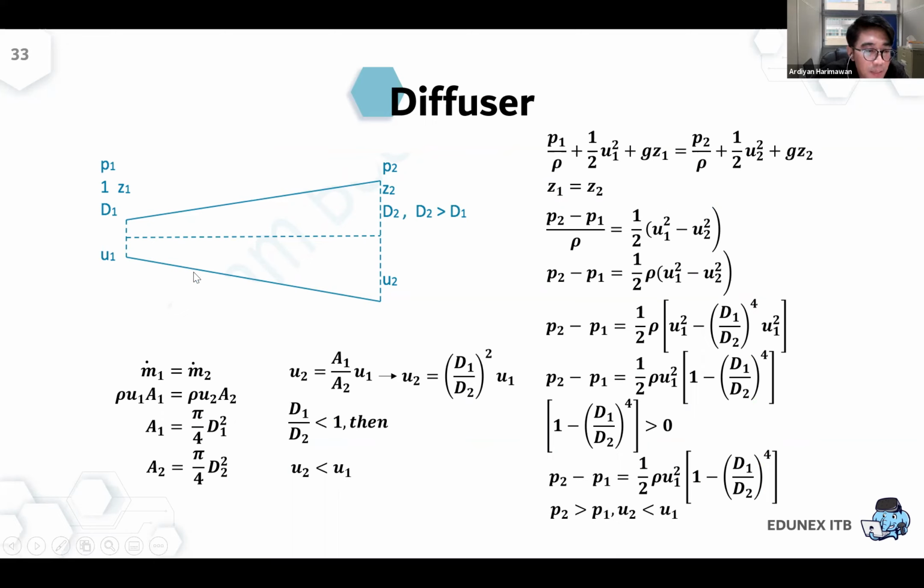This is the schematic diagram of a diffuser. A diffuser is one type of pipe fitting. Fitting is pipe accessories, please remember. The function of a diffuser is to connect a smaller diameter pipe to a bigger diameter. So you are using the diffuser.